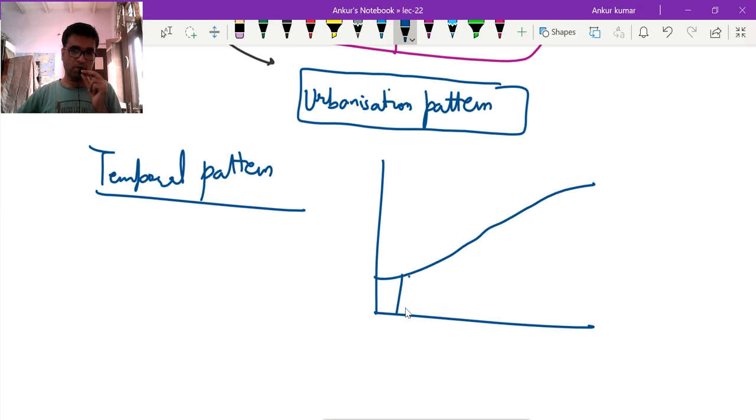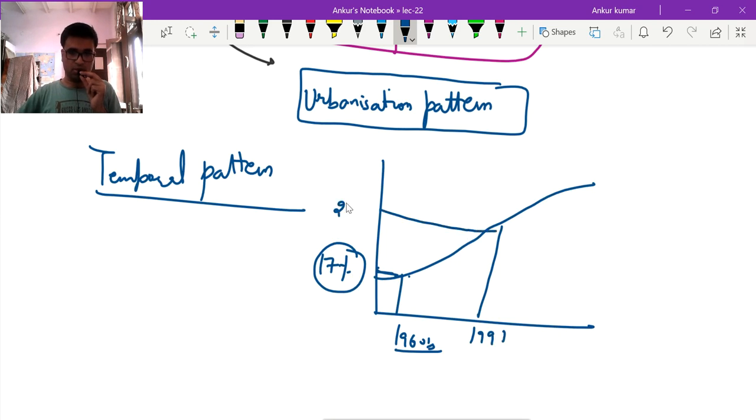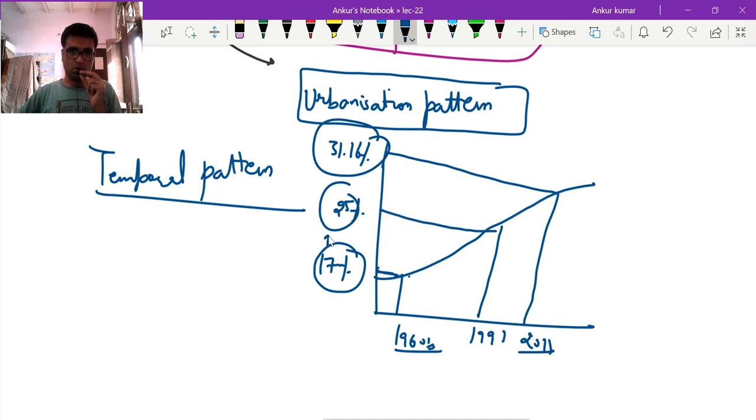India was close to 17%. In the 1960s, urbanization was close to 17%. This was the urbanization level. In 1991, urbanization reached 25%, and as per the 2011 census, the urbanization in India was 31.16%. So urbanization has continuously grown, but slowly. It was a slow process in India.